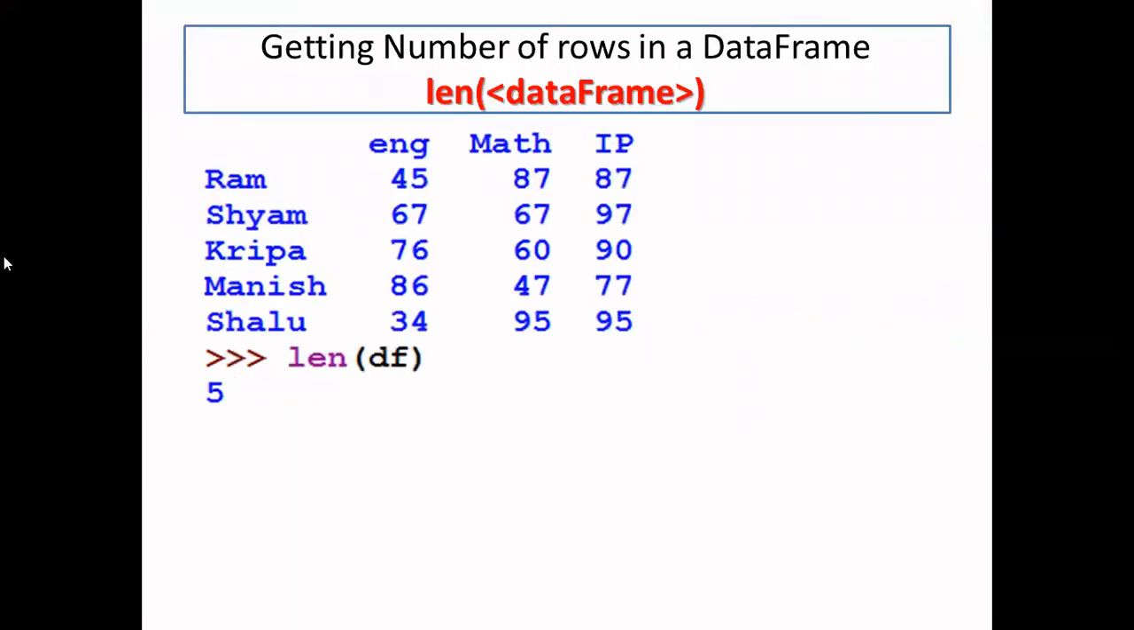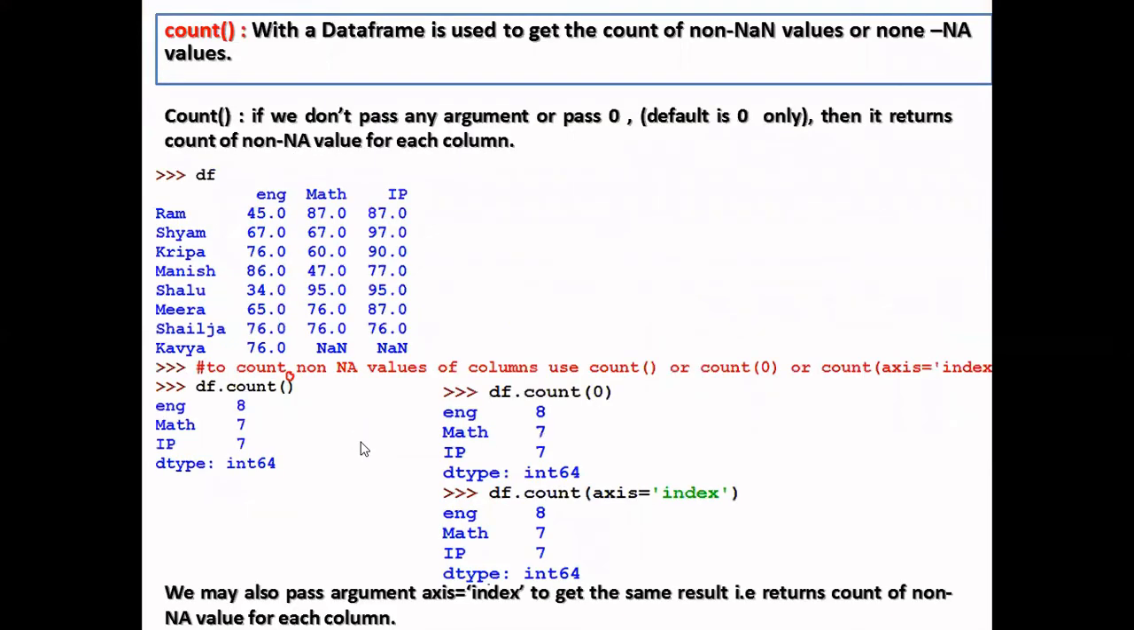Next, we have studied how to retrieve the number of rows of the data frame. So the len function is used to tell you how many rows are there in the data frame. Then there is the count function. Count function क्या करता है? ये count करता है कितनी not nan values हैं. But it will work differently as per the argument. If df.count is written, it will count the number of values in each column, or which values? Not nan values. Similarly, df.count with axis equal to index you can write, so it will also work similarly as count or count 0.